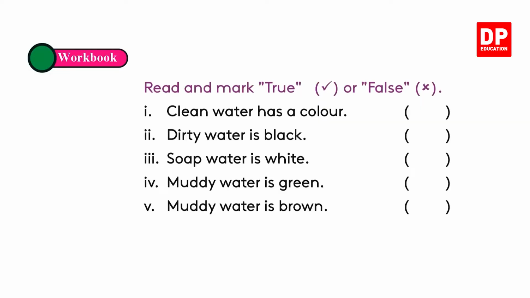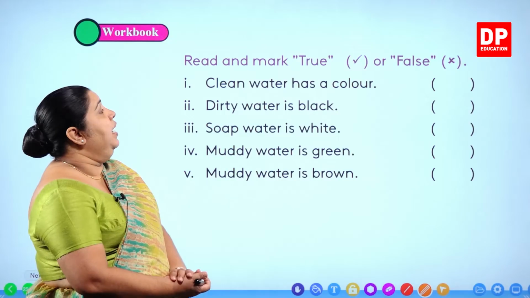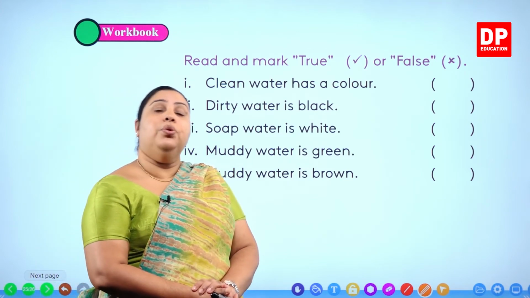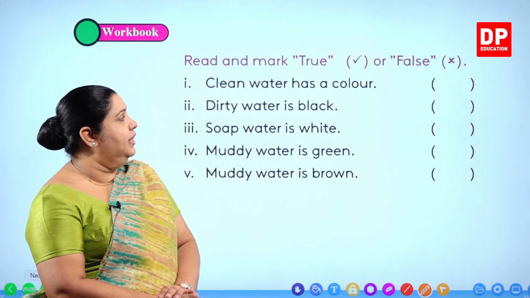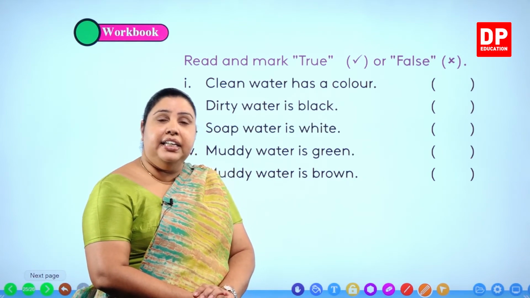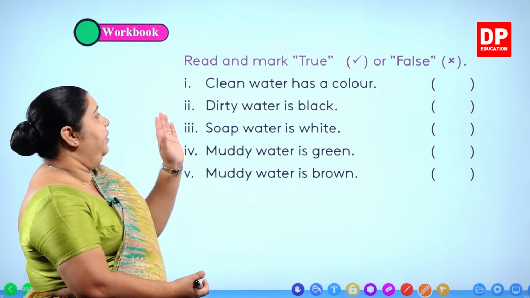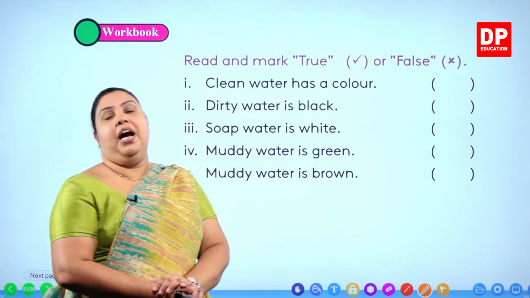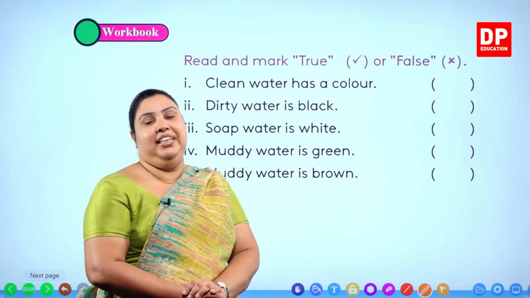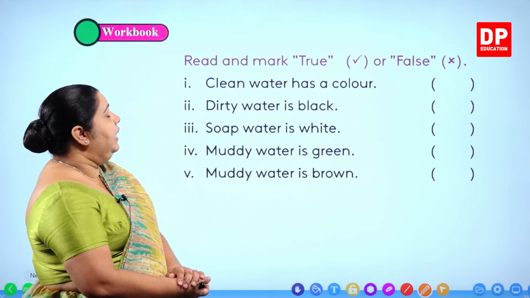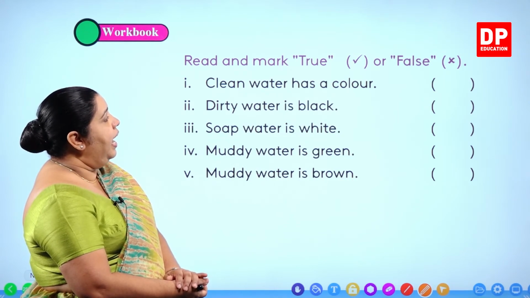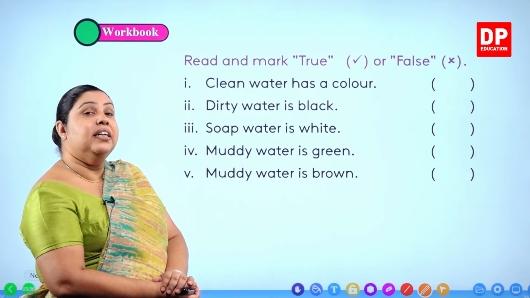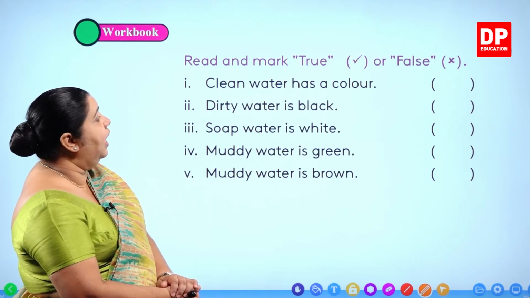ඔන්න මගේ දුවලා පුතාලට workbook එකේ second activity එක. Read and mark true or false. True කියලා කියන්නේ ඇත්තනම් අපි හරියක් දානවා. False. වැරදි නම් අපි කතිරයක් දානවා. Read and mark. අපි මේ වාක්‍ය කියවලා මේවා ඇත්තනම් අපි හරි කියලා දානවා. බොරු නම් අපි වැරදි කියලා දානවා. Number 1. Clean water has a color. Clean water has a color කියලා කියනවා.